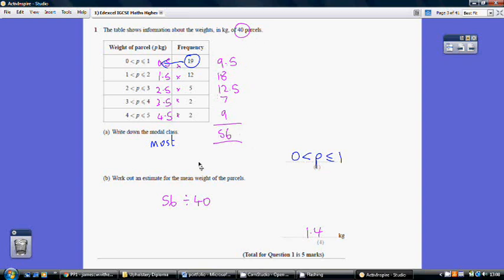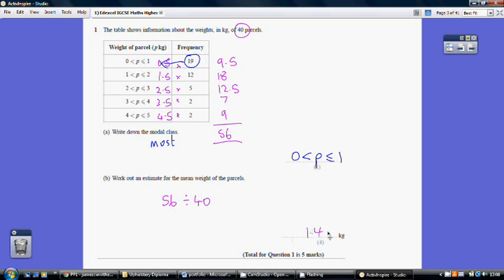So an estimate for the mean is going to be 56 kilograms divided across the 40 parcels. Make sure you divide by 40. Do not be tempted to divide by 5, the number of rows. So it's 56 divided by 40, and that's 1.4.